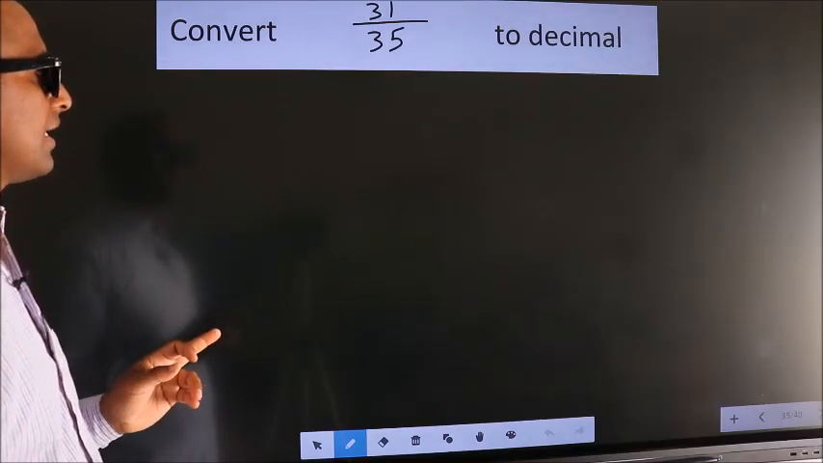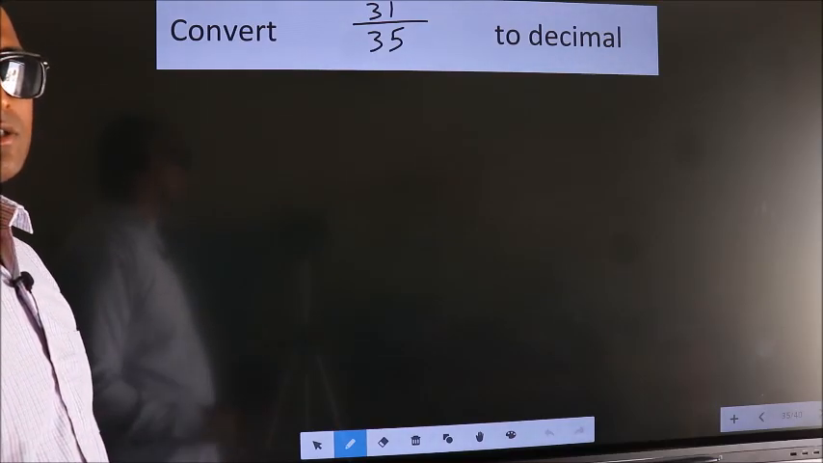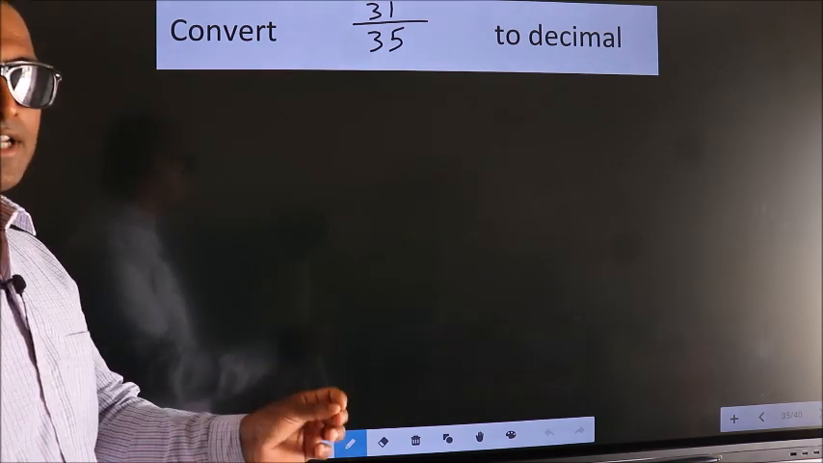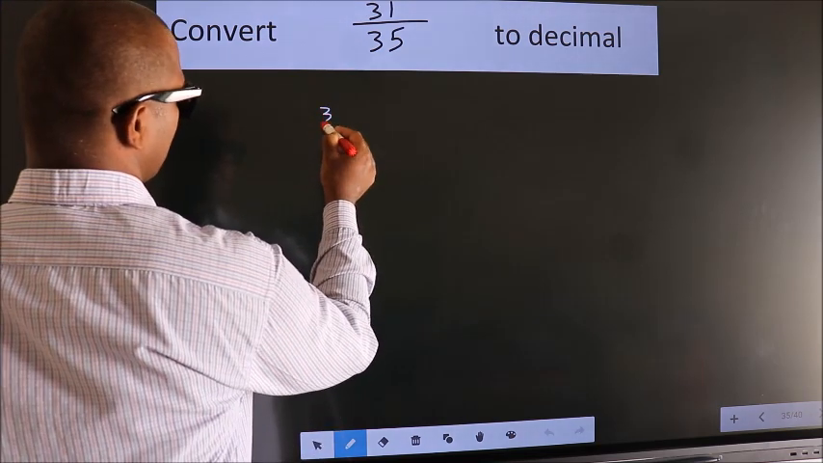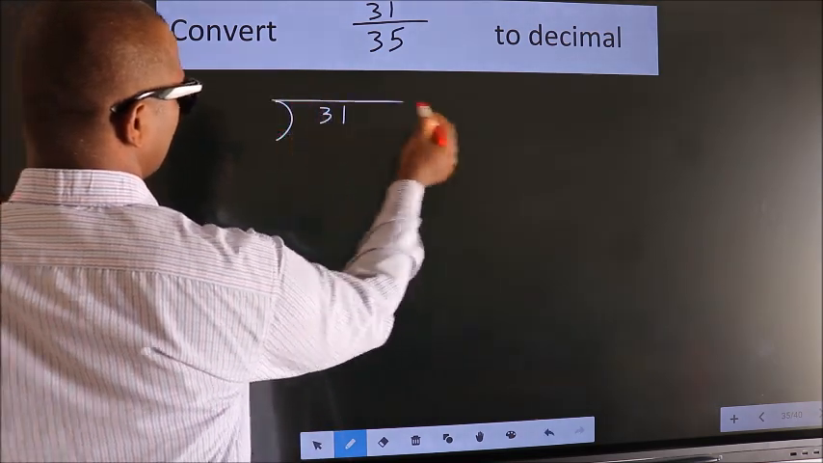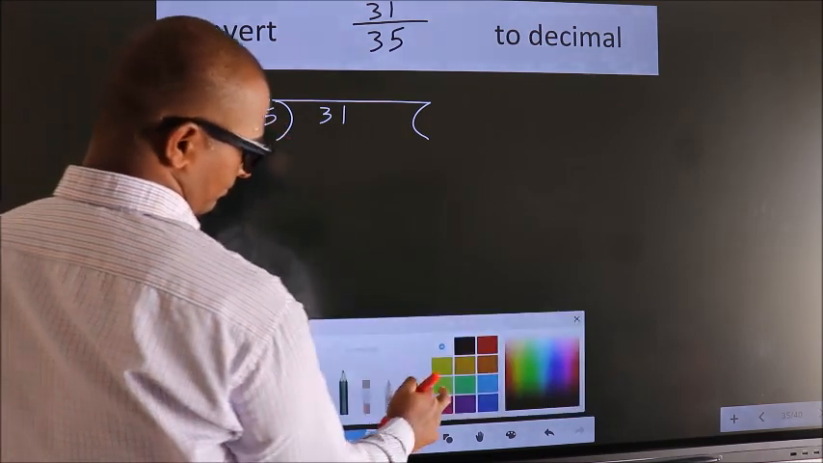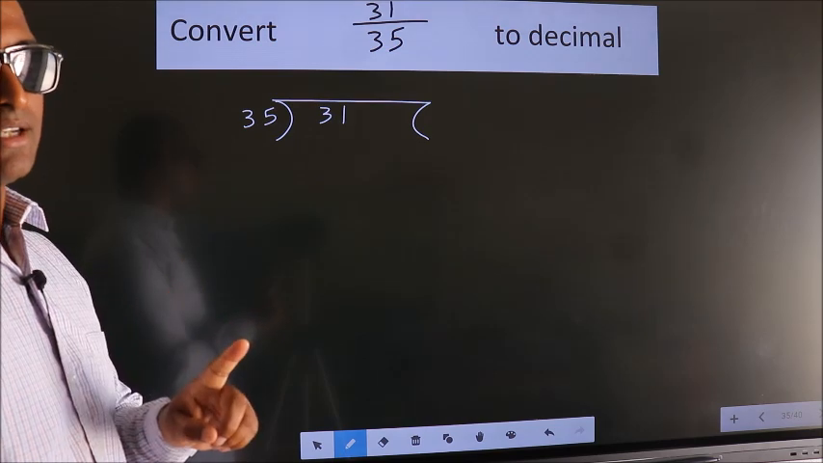Convert 31 by 35 to decimal. To convert this to decimal, we have to divide, and to divide we should frame it in this way. 31 here, 35 here. This is your step 1.